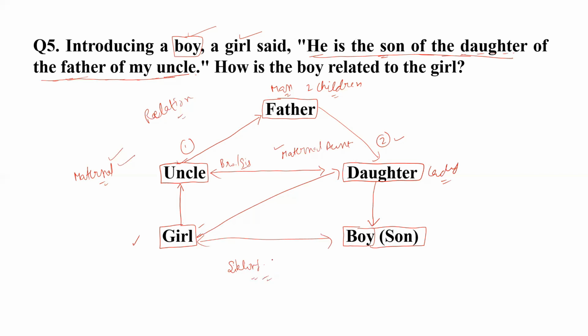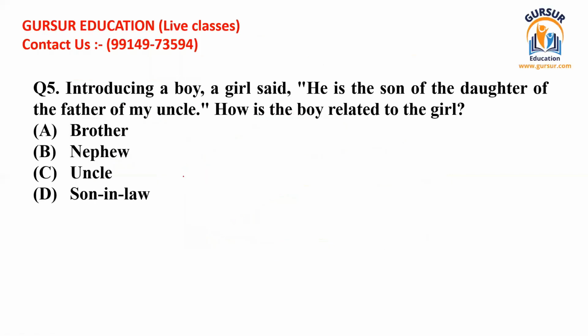And now we shall see what is given to us in the options. Cousin brother and sister have not been given, but simple brother has been given. We shall select it as our possible answer because nothing else in the options has been given. So in option A, brother has been given.